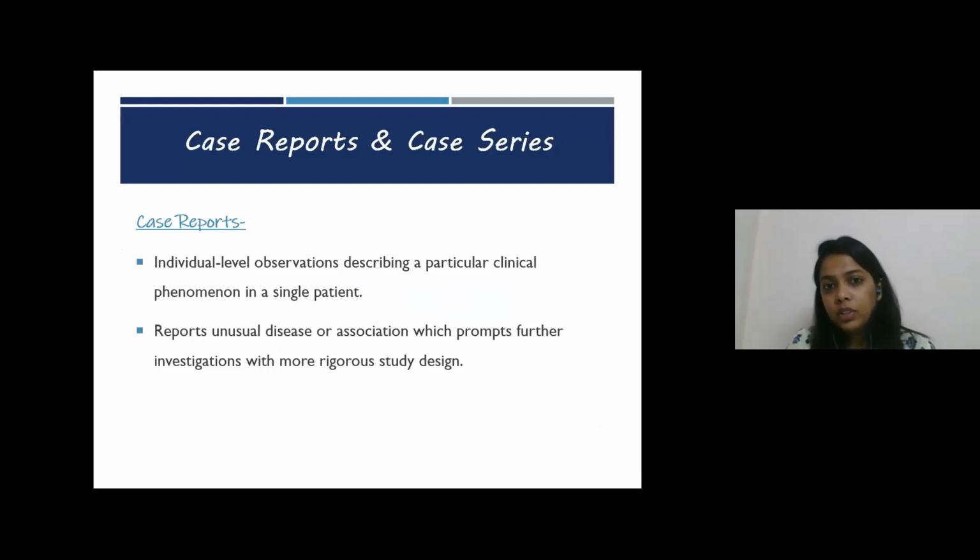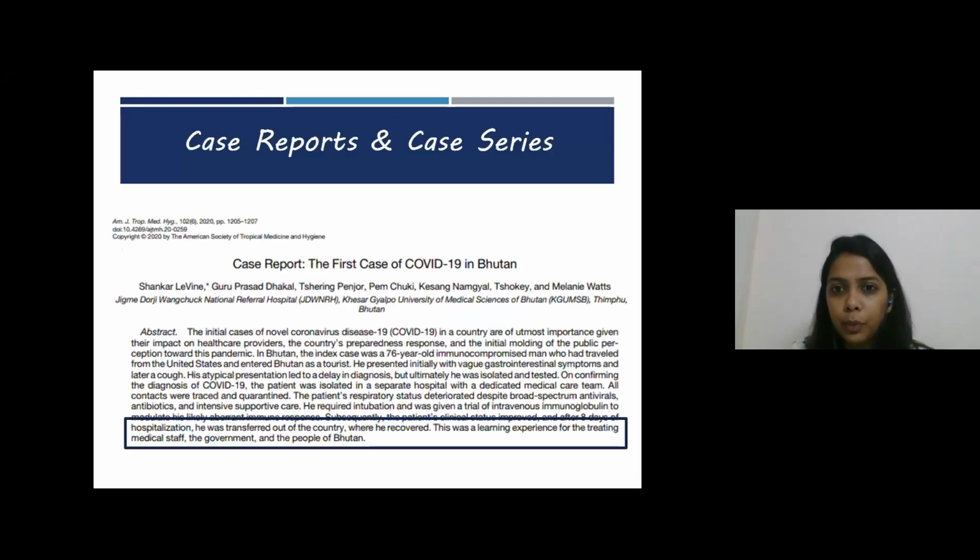Your case reports are what are at an individual level. So you observe, say, something different in a particular individual. It could be an unusual disease or an unusual association. So it would prompt further investigation or something that you would be interested in. So that is basically a case report. For example, when they first identified the first index case of COVID-19 in Bhutan, they did a case report.